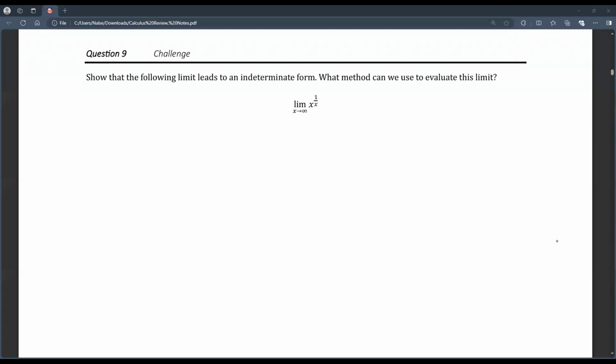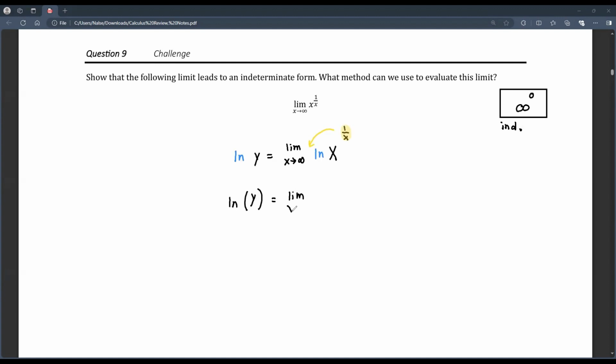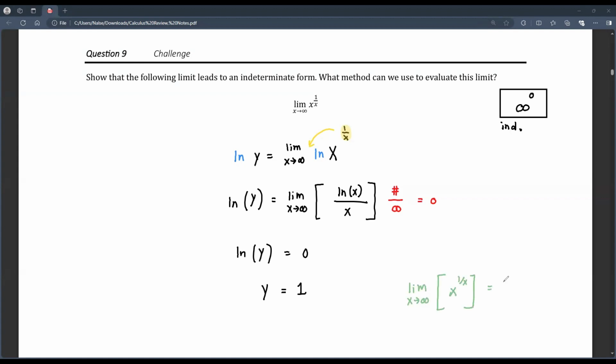Here's a challenge problem. How do you suppose we find this limit, which first shows the indeterminate form of infinity raised to the 0 power? Well, we can introduce logs to bring down the exponent. Then, with growth rate analysis, or even L'Hopital's rule, we can continue to find this limit. By the end of our solving process, we should find that the original limit statement, the limit of x raised to the 1 over x power, as x goes to infinity, is 1.